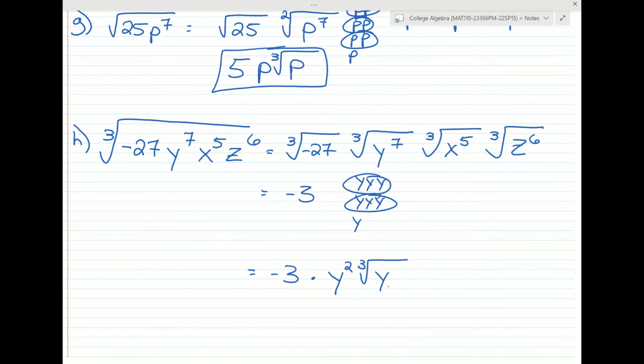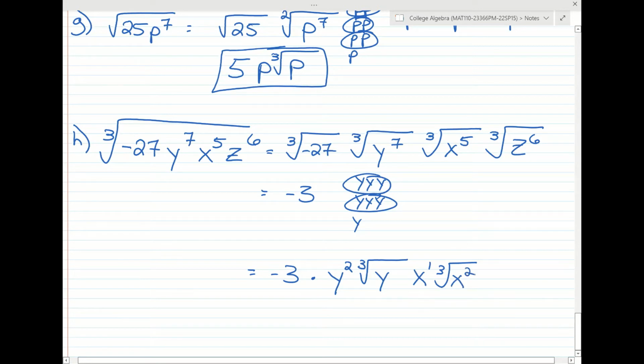With the cubed root of x to the 5th, if you do it the more advanced way, you know that there's 1 group with a remainder of 2. So you could write this x to the 1st times the cubed root of x to the 2nd. 5 over 3 is 1 2/3, so that's using the more advanced technique. If you don't care about the advanced technique, just write it out 5 times. 1 group with 2 left over.